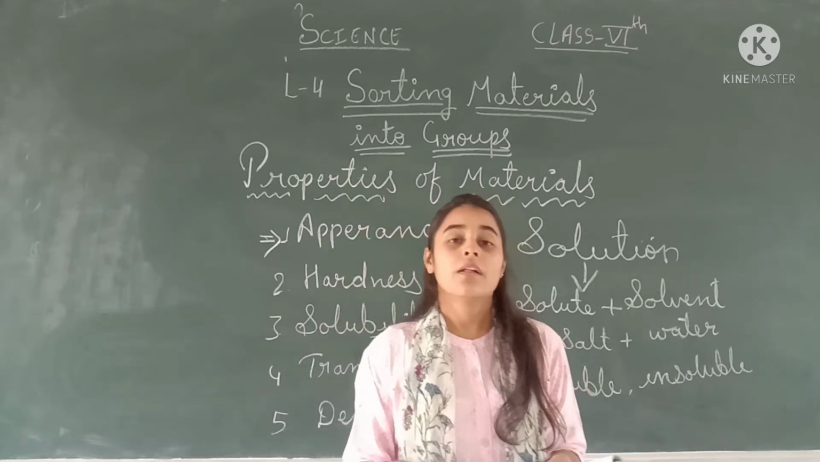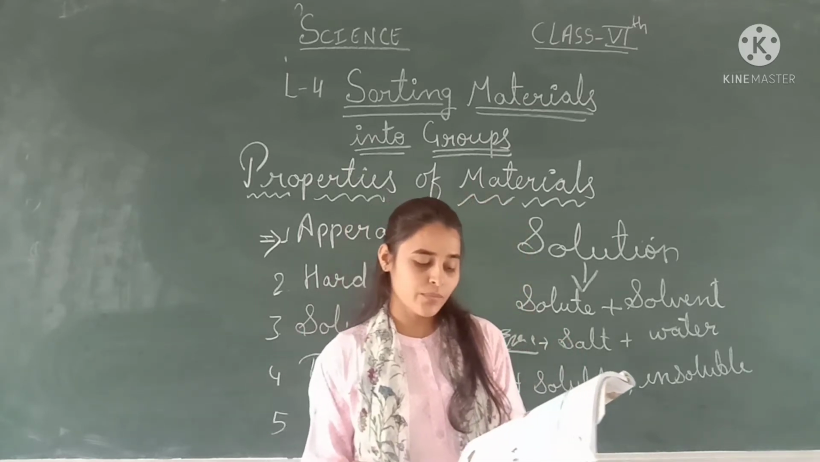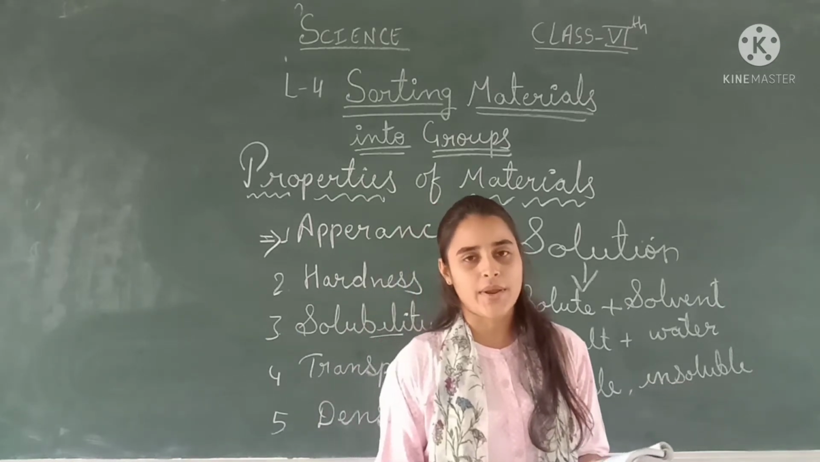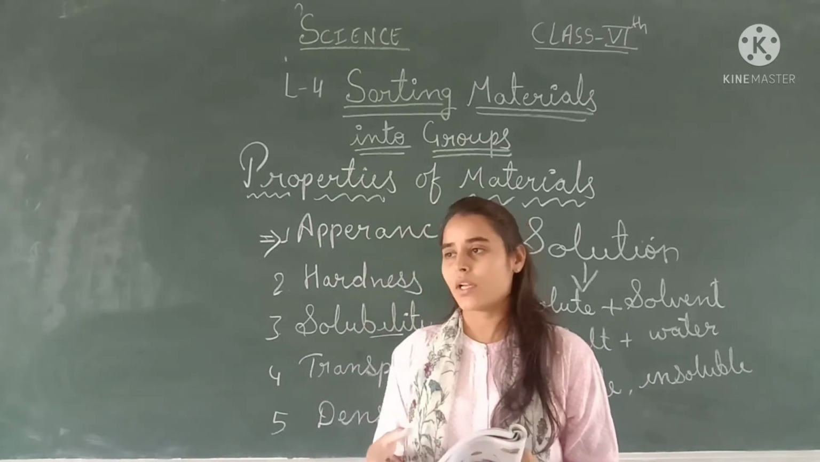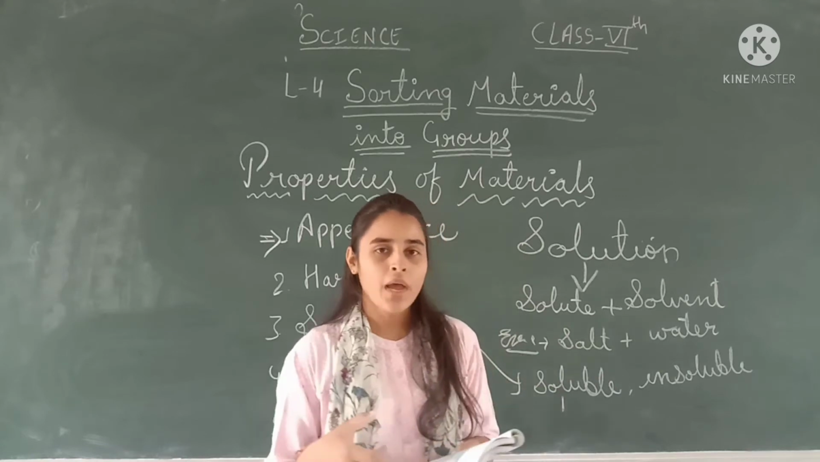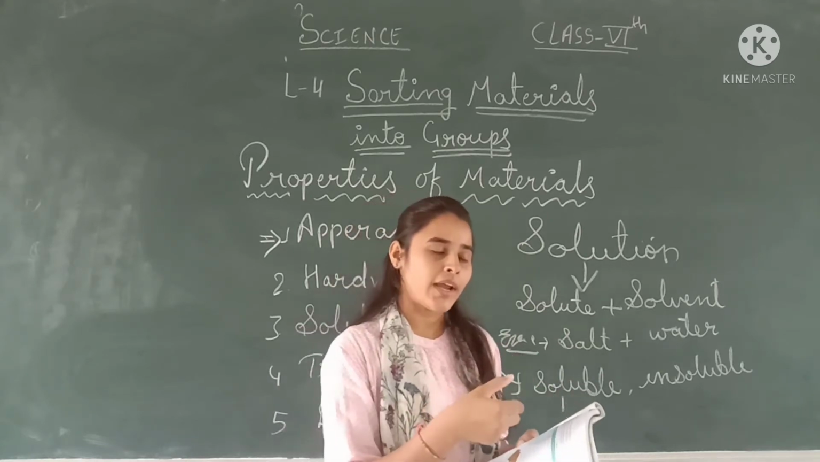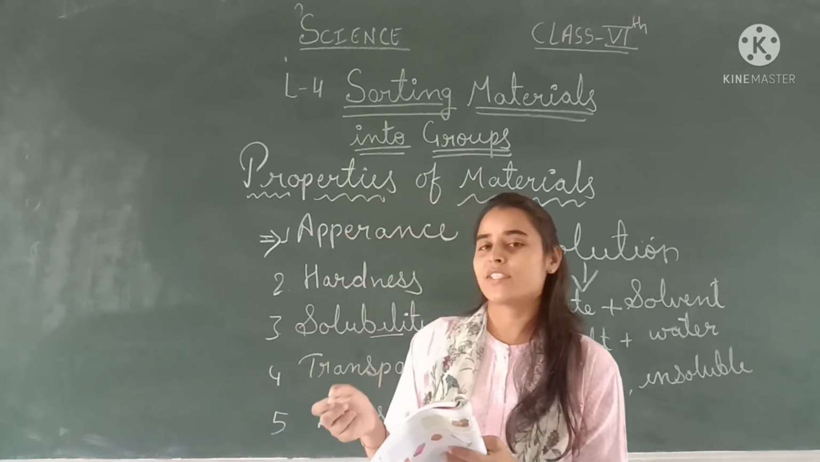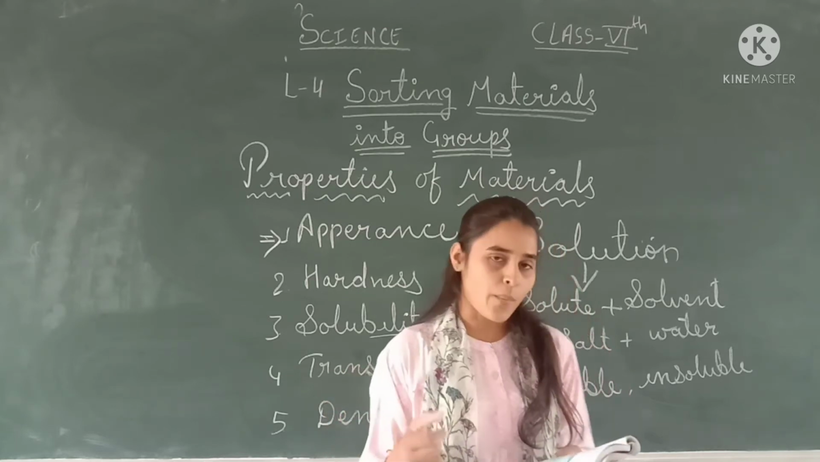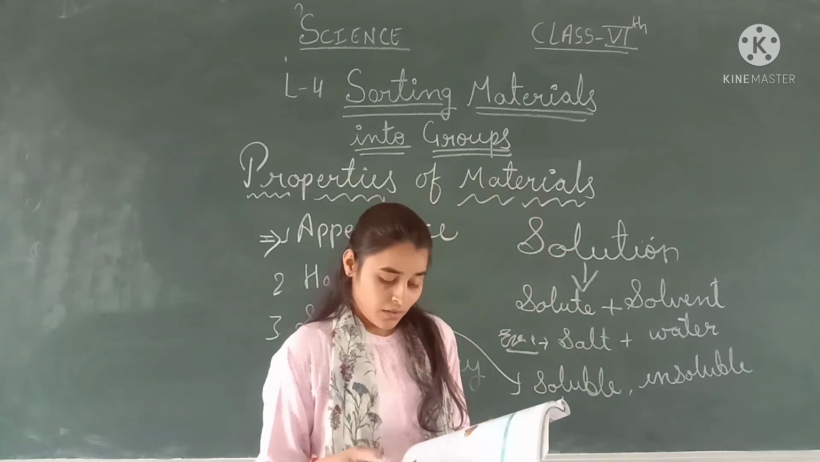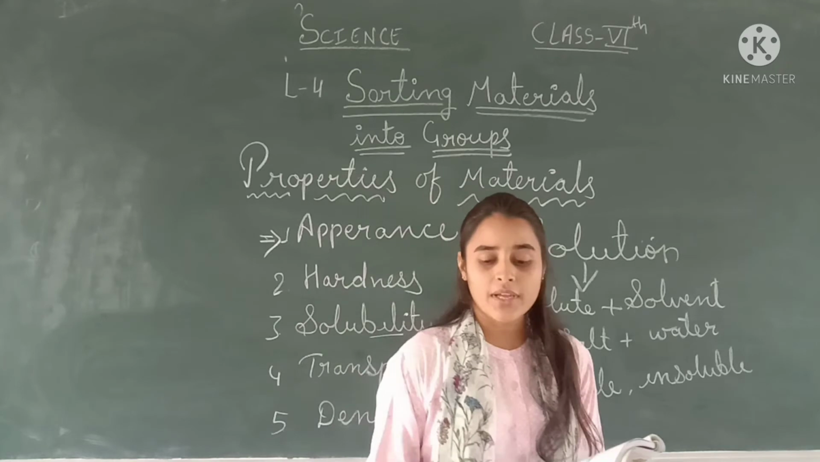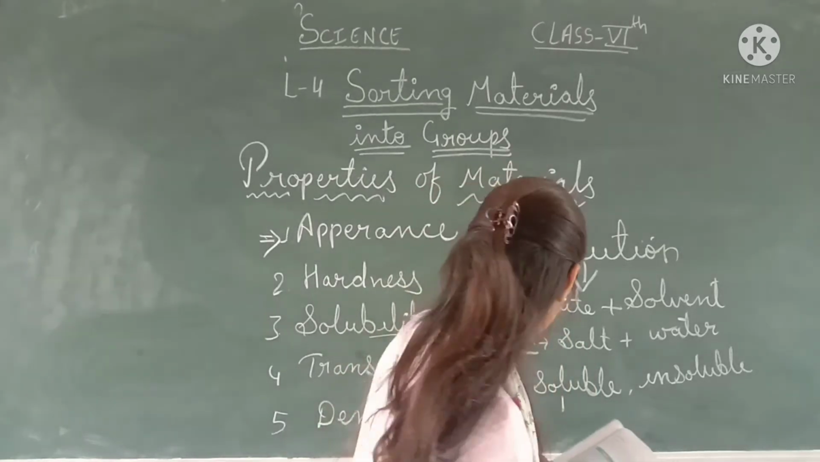Transparency means the materials through which light passes completely are called transparent materials. Some materials allow light to pass through them, and then things become visible for us, and this property is known as transparency. According to transparency, we can classify objects into three.